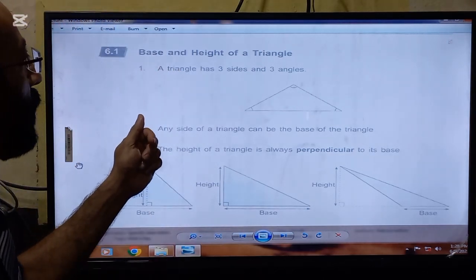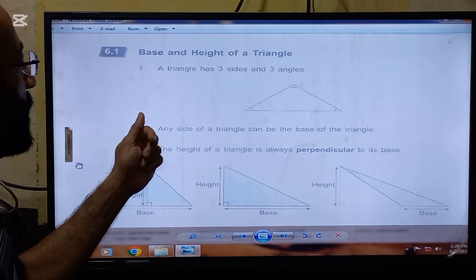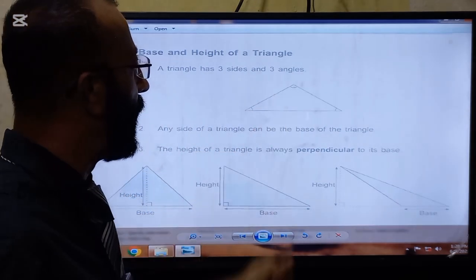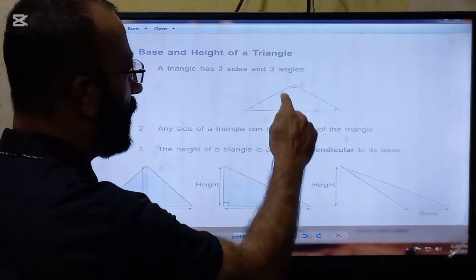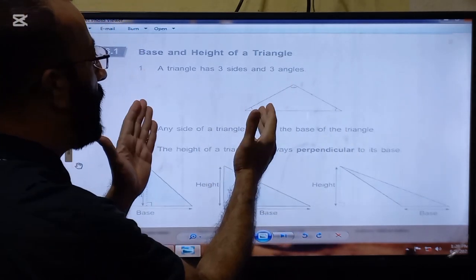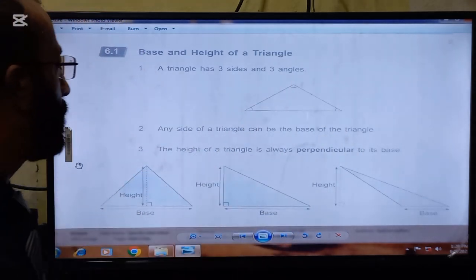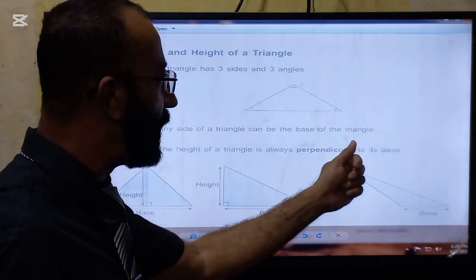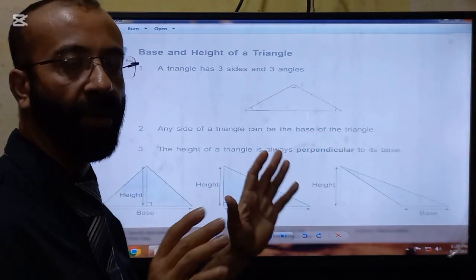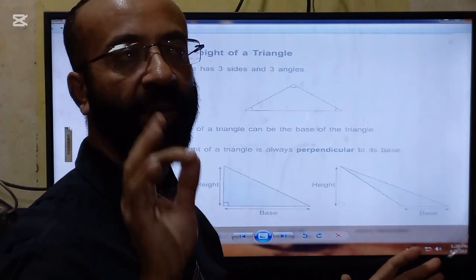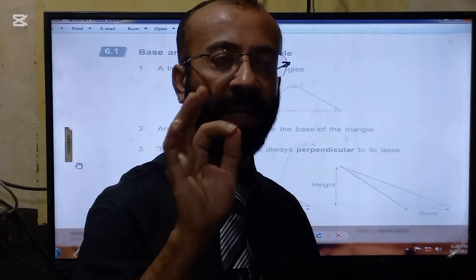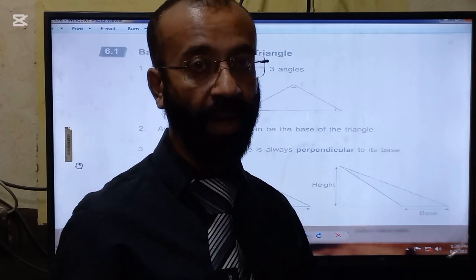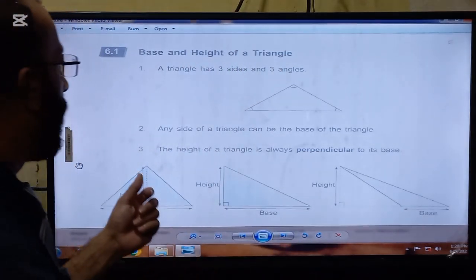The points and concepts for you to understand are: a triangle has three sides and three angles. Look, 1, 2, 3, and these are three angles. So any triangle has three sides and three angles. Any side of the triangle can be the base of the triangle. This is not compulsory, this is not specific to any one side. Any side can be the base.